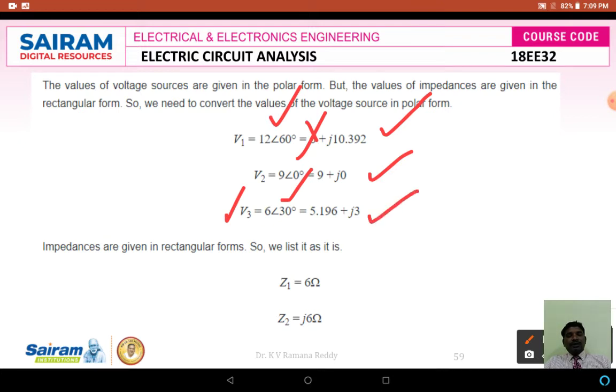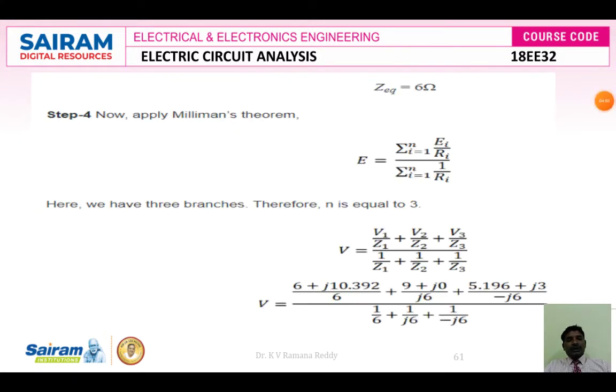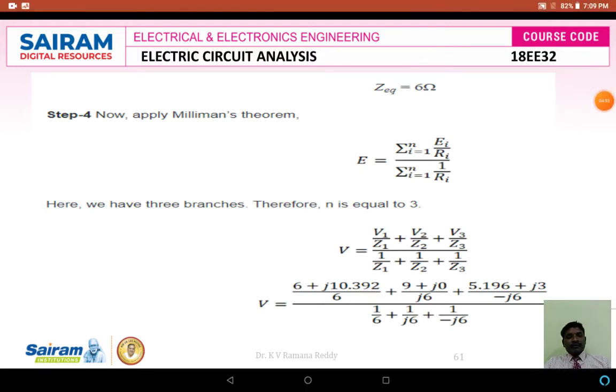Now all these rectangular form values are used in this formula to simplify it. In the place of V1 I am substituting 6 plus j10.92, and in place of Z1 I am placing 6.